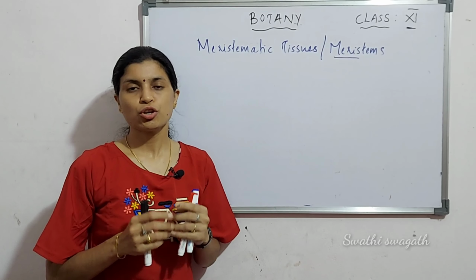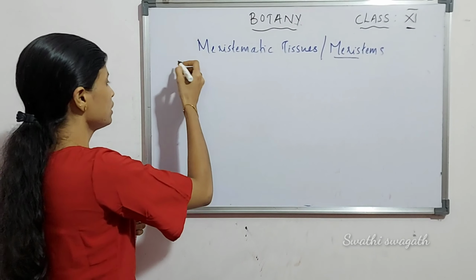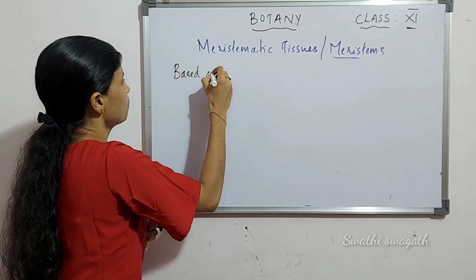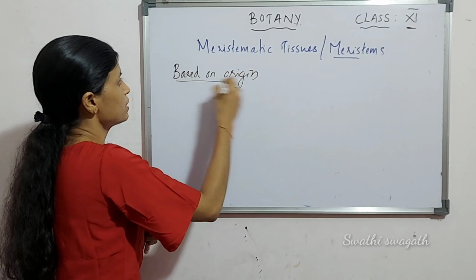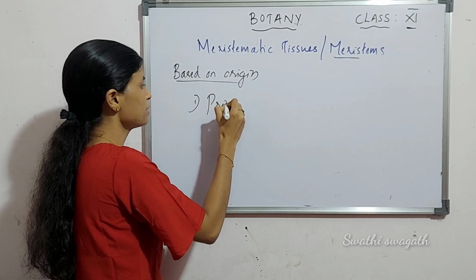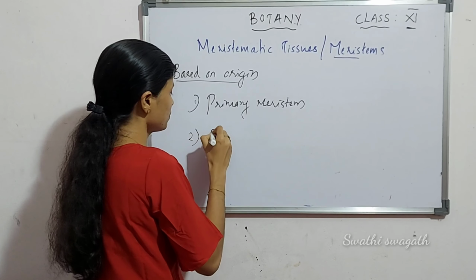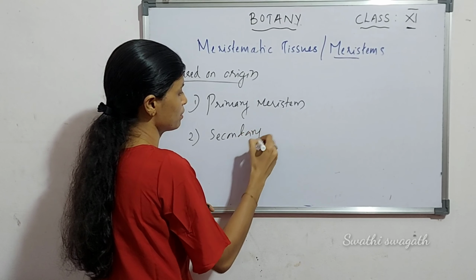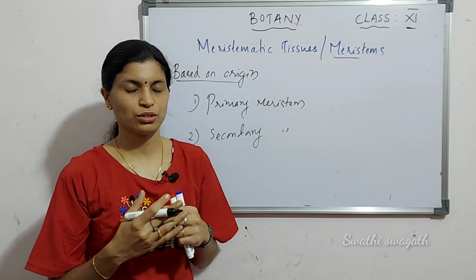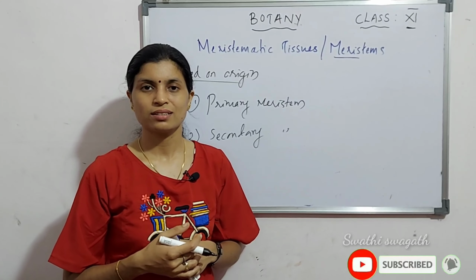The next, based on origin, these meristematic tissues are again divided into two types. Until now we discussed based on position. Now based on origin, meristematic tissues are mainly divided into two types. First one is primary meristem. And the second type is called secondary meristem. Primary and secondary meristem. Based on origin, primary and secondary. More points and examples of this primary, secondary type we will discuss in our next class.